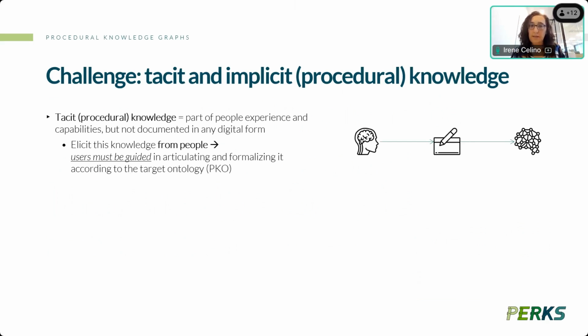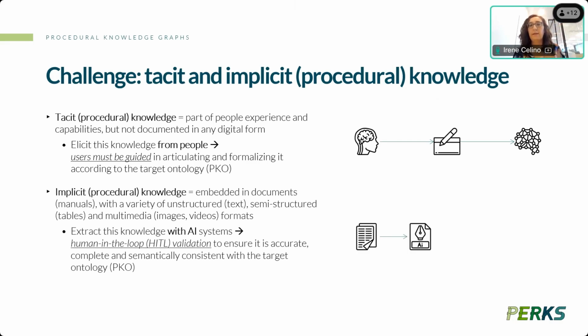If you want to elicit this kind of knowledge, you have to ask people. And as you may have experienced, every time you ask a person to tell you something about something, they have their own conceptual model, their own perspective. So in order to collect this procedural knowledge from people, you need to guide them on what you really need to know, in order then to make it possible to express it in PICO and put it in a knowledge graph. The other side is the implicit knowledge.